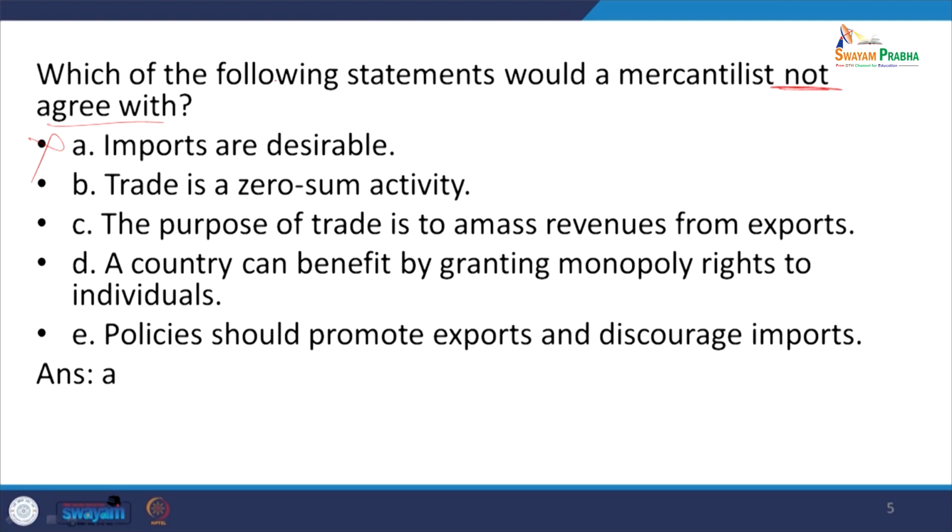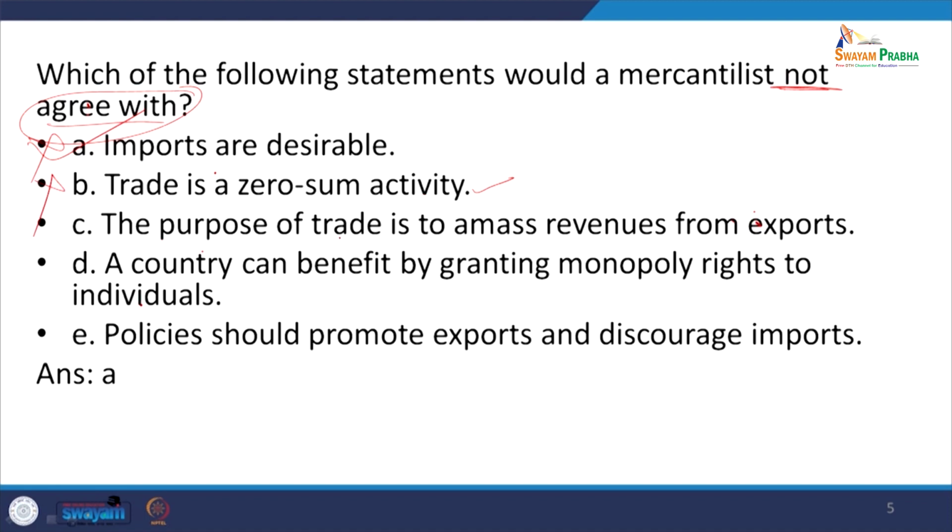Now, which of the following statements would a mercantilist not agree with? Okay, this is what they do not agree with, because they said exports are desirable. Imports are not desirable in mercantilist theory. So, this is the answer actually. Why? Because we said not agree. They do not agree with the fact that imports are desirable. Now, this is what they agree with, zero sum activity. So, this cannot be an answer because we are saying not agree with.